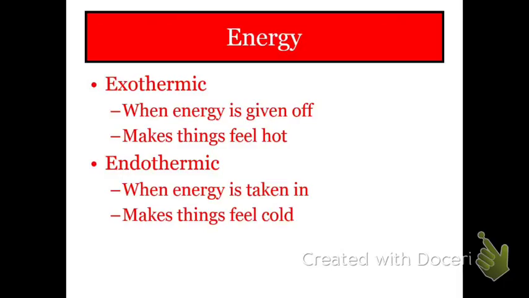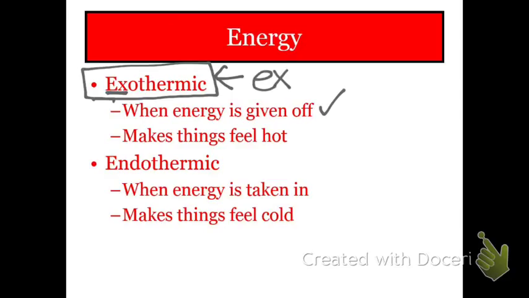Alright, a couple of things about energy. There are two words that explain energy that we haven't talked about. When energy is given off by a system, we call that exothermic. I remember this one because it has the word exo in it, which reminds me of the word exit. So it's exiting the system, it's going out.